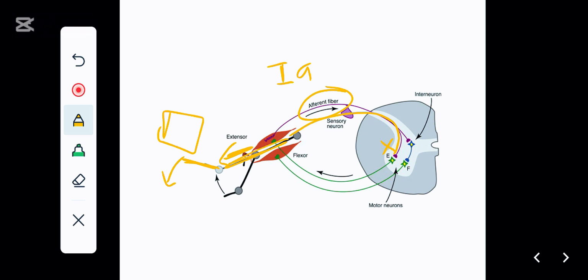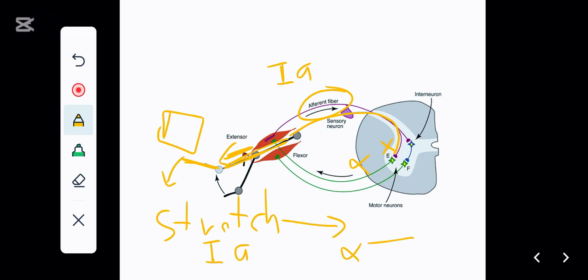The first neuron is going to go to the extrafusal fibers. This is what you call the alpha neuron. Going to the extrafusal fibers, making the entire muscle contract. Okay, so first you had stretch. Stretch being transmitted by the type 1A takes it to the alpha neurons, and the alpha neurons initiate contraction of the same muscle.